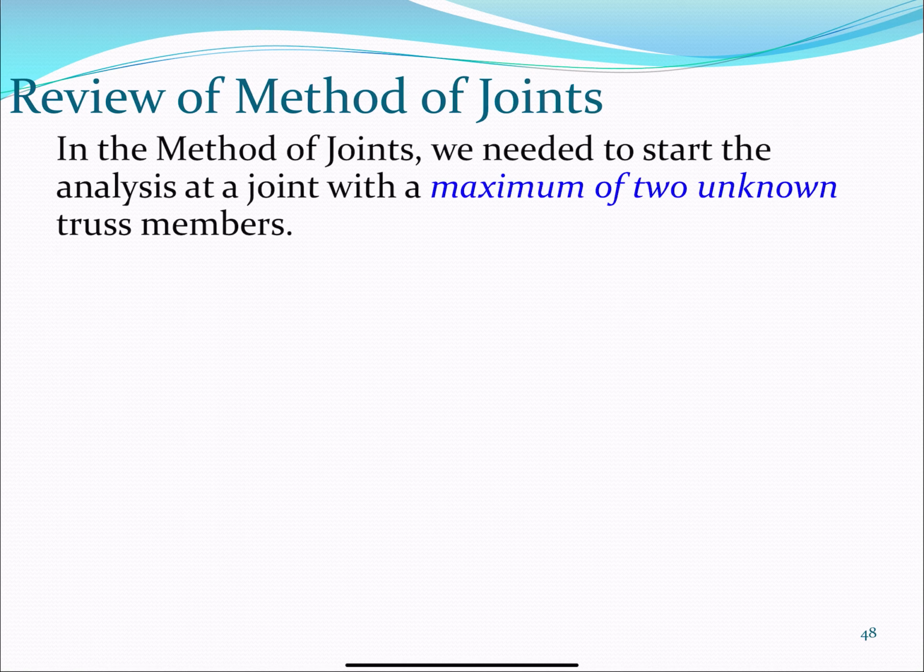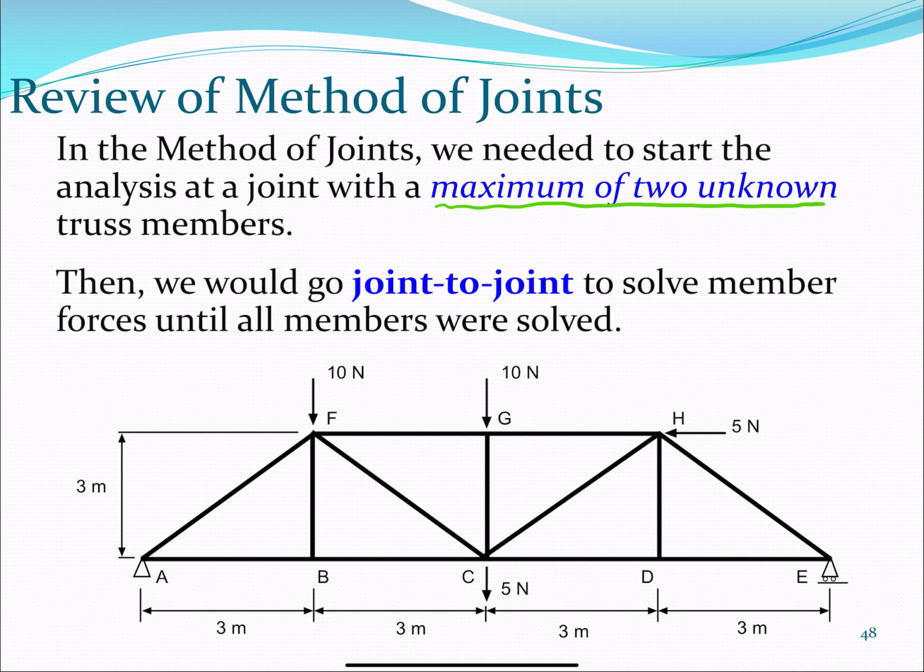Why do we need another method, right? We had the method of joints, which once you get some practice with it, is quite nice, right? You will be able to see that it allows you to, in an efficient and easy way, get all the forces you need. One of the main disadvantages is that you can only apply it at joints with a maximum of 2 unknown truss members. Otherwise, you have to go to another joint, and then it starts becoming tedious, right? So you go joint to joint to solve member forces until all members are solved.